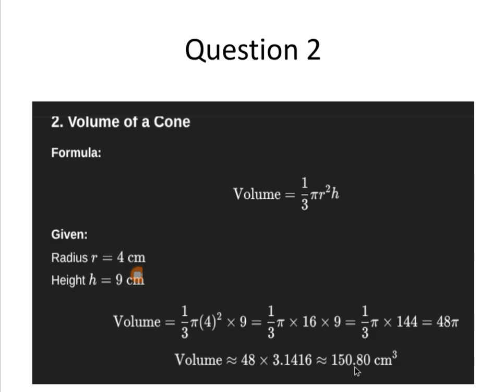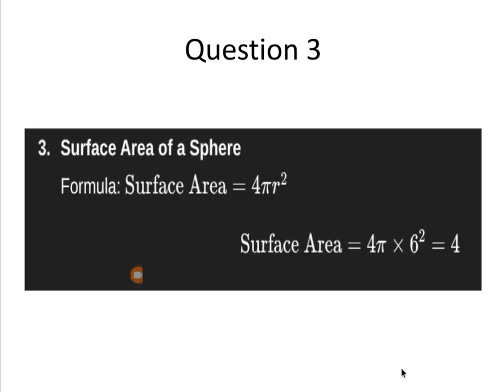Or if you want to multiply it out, you probably get away with this as the answer. Or if you want to simplify it even more, multiply it by the number of pi equals 150.80 centimeters cubed. You can sub that in your calculator.